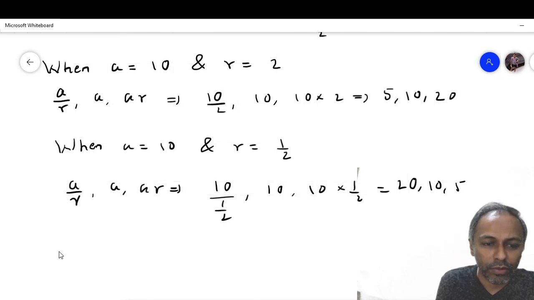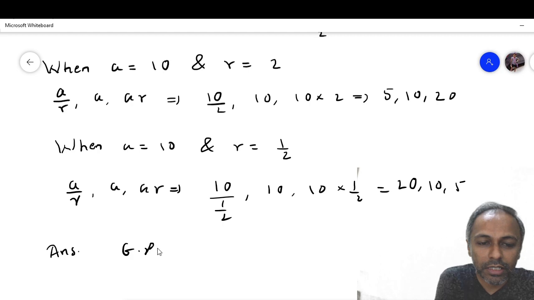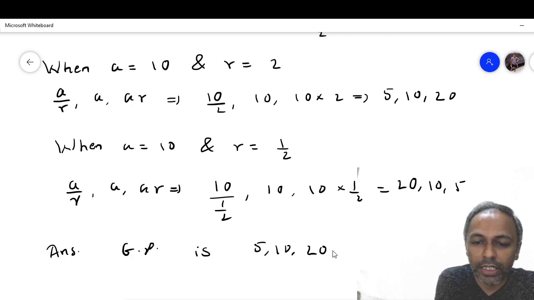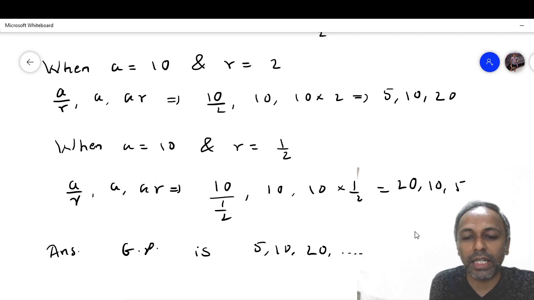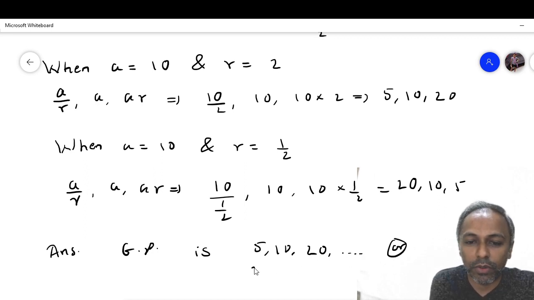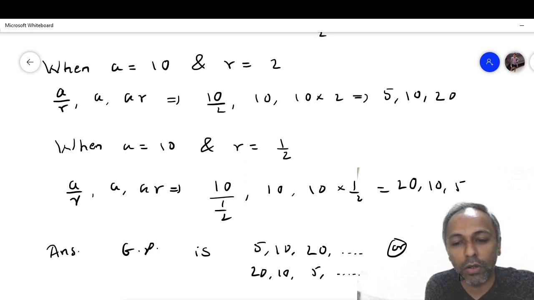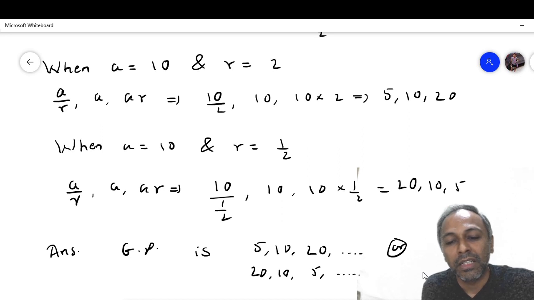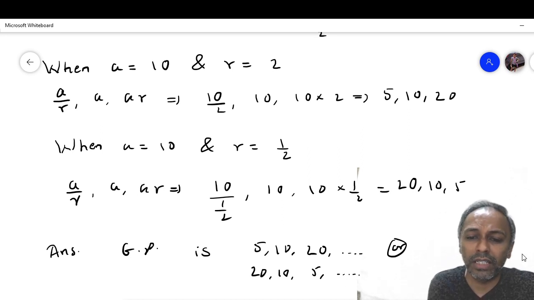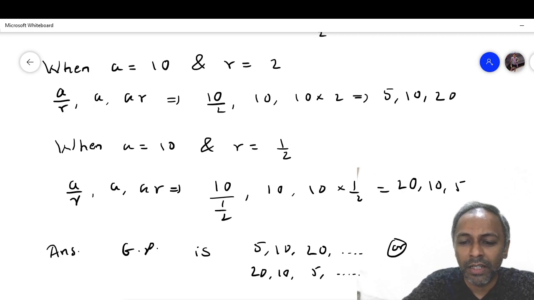express the final answer as GP is 5, 10, 20 dot dot. So it can get extended because they are the first three terms, or your GP could have been 20, 10, 5, and then again you can put a dot dot, indicating that further terms are also present in the entire GP, right?